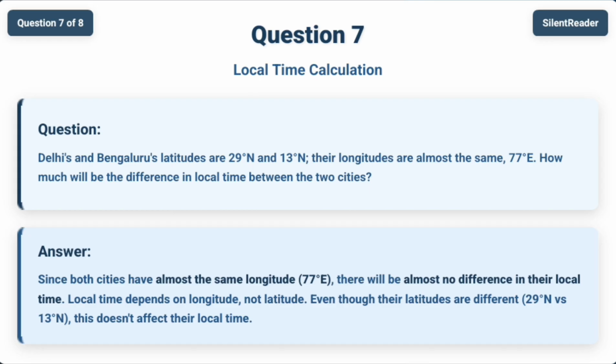Question 7. Delhi's and Bengaluru's latitudes are 29 degrees north and 13 degrees north. Their longitudes are almost the same, 77 degrees east. How much will be the difference in local time between the two cities? Since both cities have almost the same longitude, 77 degrees east, there will be almost no difference in their local time. Local time depends on longitude, not latitude. Even though their latitudes are different, 29 degrees north versus 13 degrees north, this doesn't affect their local time.